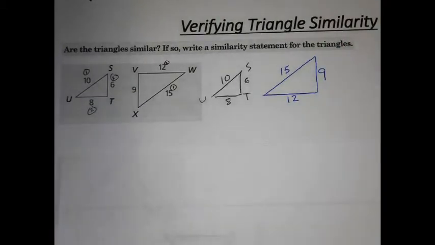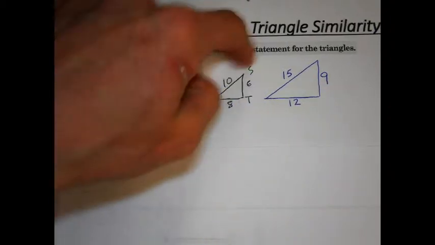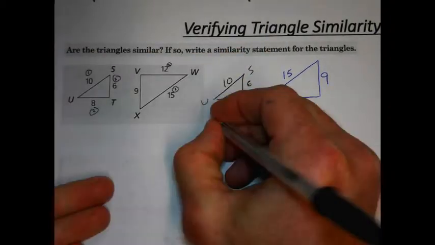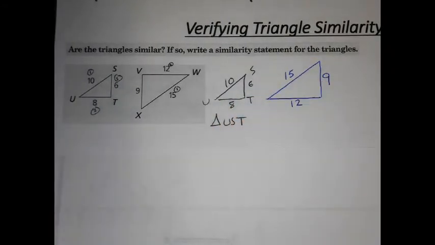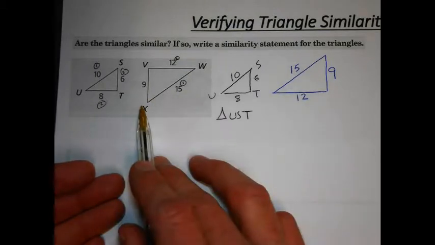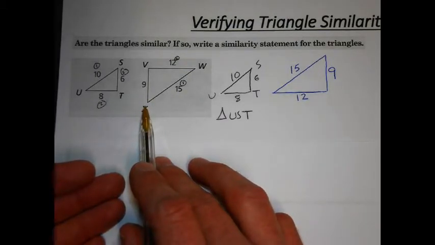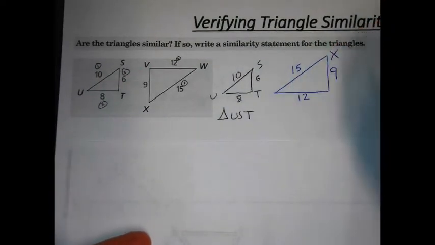Okay, so again, I didn't know the name of this triangle. If I'm calling this triangle UST, what will correspond? And now I know, because look, 15 and 9 are here, right? Angle X is between 15 and 9, so between 15 and 9, now I know up here is angle X.